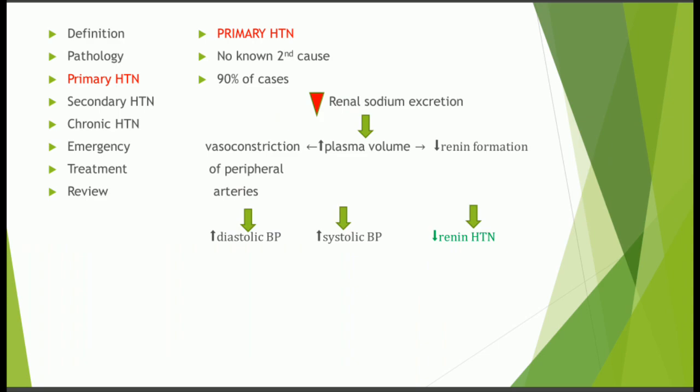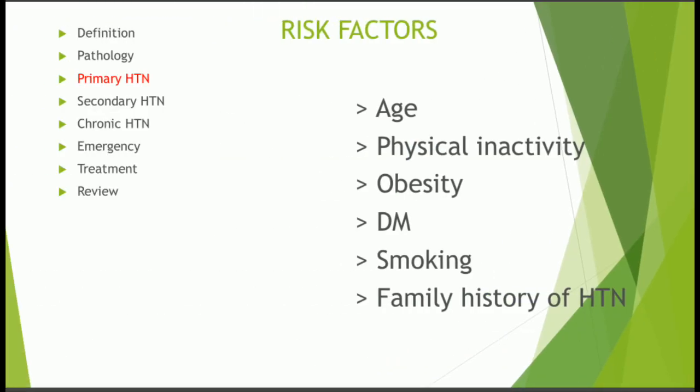In the same case, decreased renal sodium excretion results in increased serum sodium levels, which causes vasoconstriction of peripheral arteries, leading to increased diastolic blood pressure. The risk factors of primary hypertension are age, physical inactivity, obesity, diabetes mellitus, smoking, and family history of hypertension.